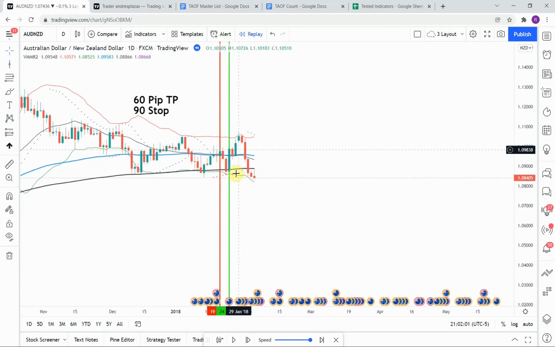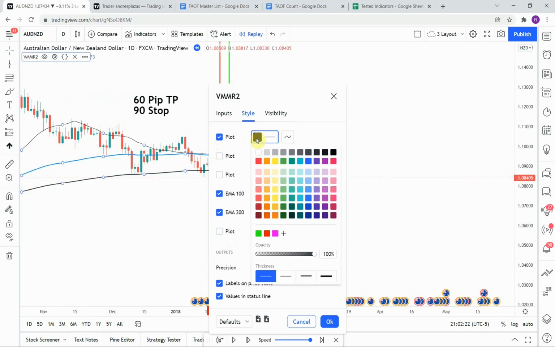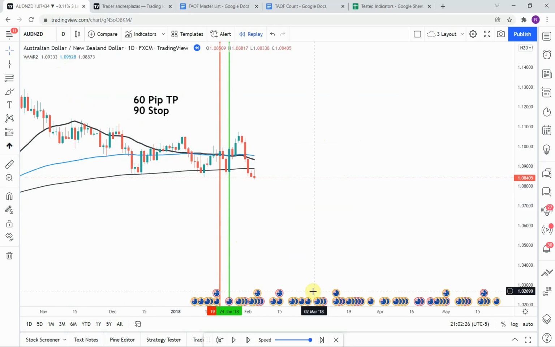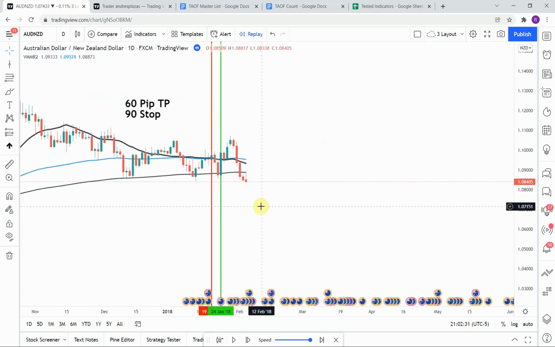Alright, so the first signal that we picked up was a long signal right here. You can see that the blue line is above the black line. And you can see that price action comes up and breaks that center line that we have going on right there. The plot line there is that line that I keep referring to as the center line. There we go. That might make it a little bit easier to see.